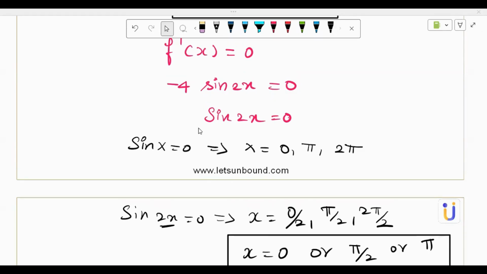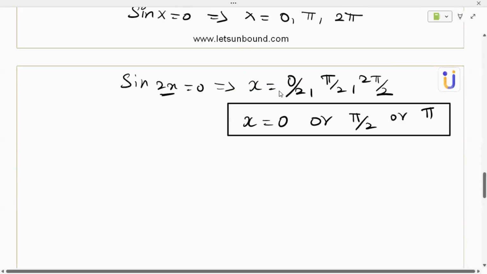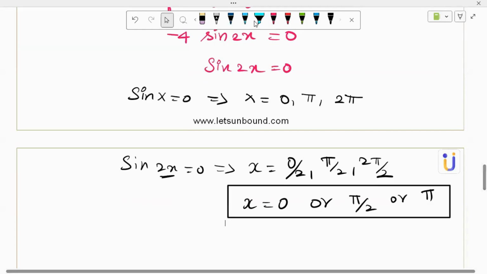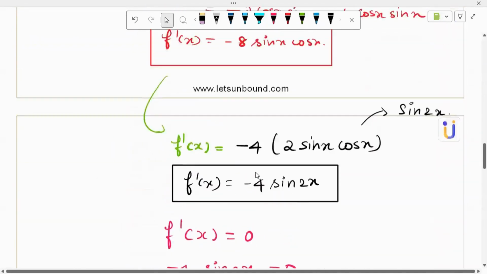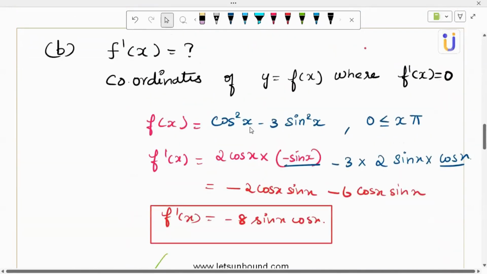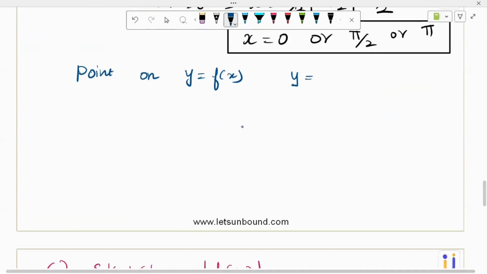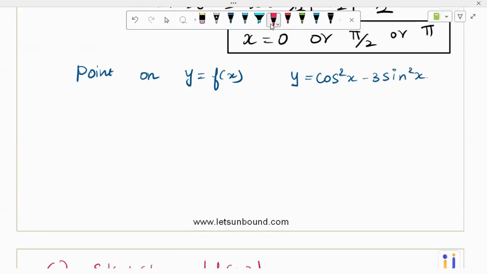Okay, so points on f of x. For these points, the f dash of x is 0. Now we need to find points on f of x. Points on f of x, y is equal to f of x. So I just list what is my y. It is not f dash of x, go to f of x: cos square x minus 3 sine square x. And a basic substitution will help us.